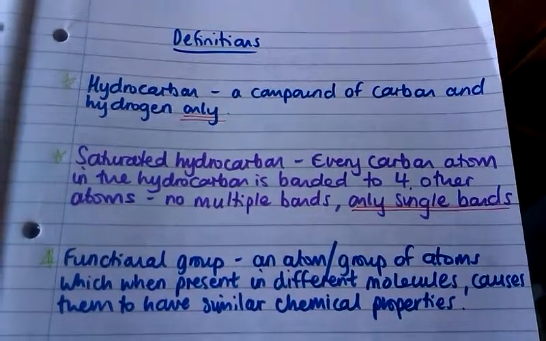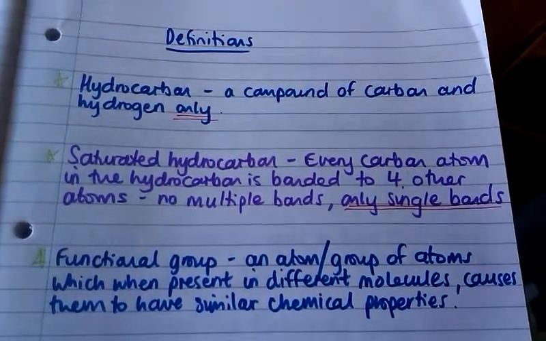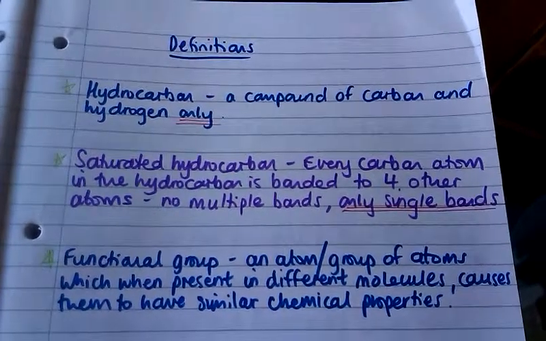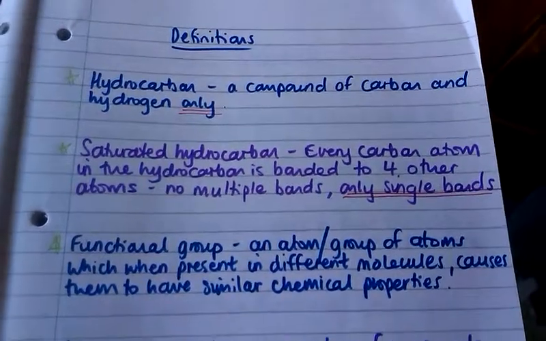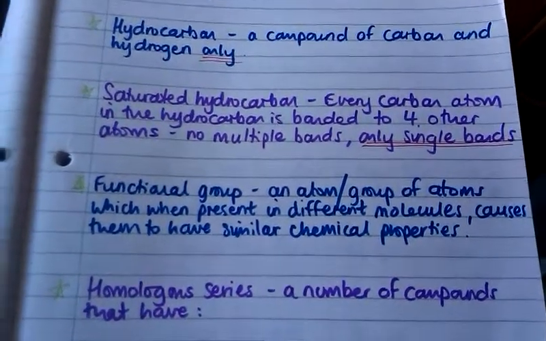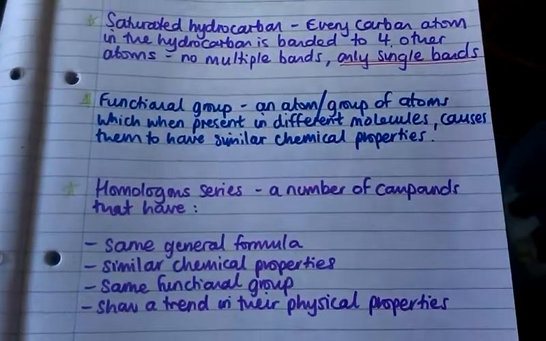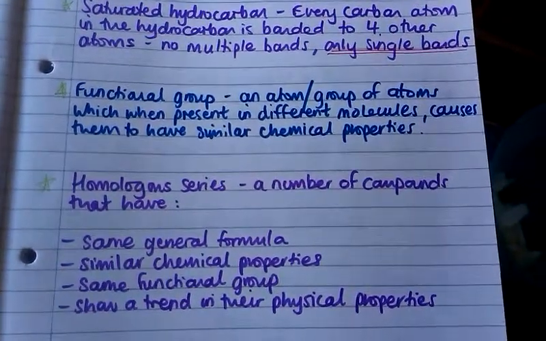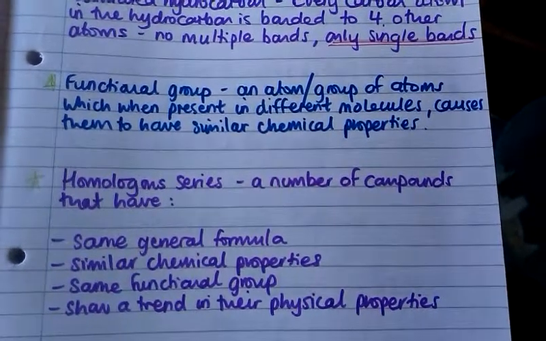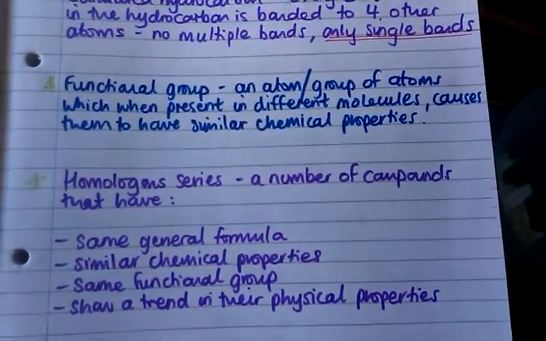A functional group is an atom or a group of atoms which, when present in different molecules, causes them to have similar chemical properties. A homologous series is a number of compounds that have the same general formula, similar chemical properties, the same functional group, and they show a trend in their physical properties.